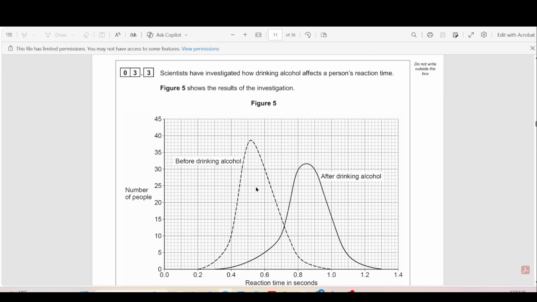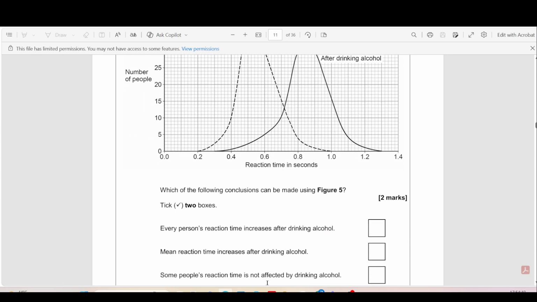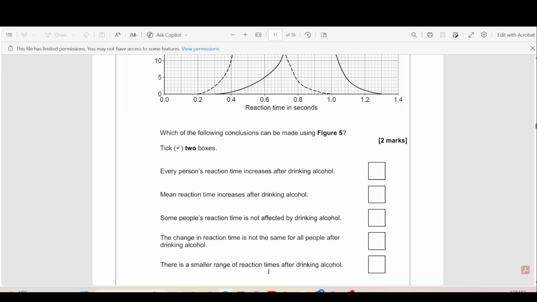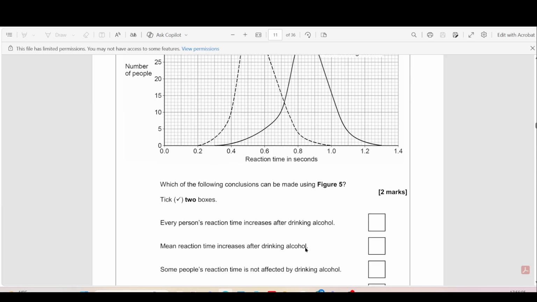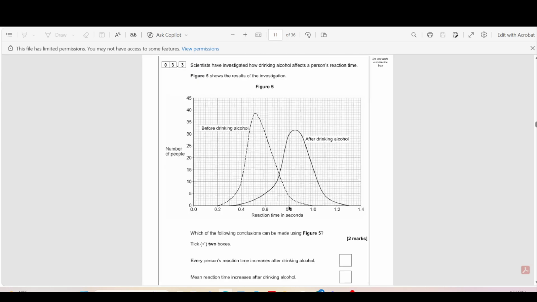You can see the mean reaction after drinking. Here it is around 0.5, and here it is around 0.9, right? Some people's reaction time is not affected by drinking alcohol, or the change in reaction time is not the same for all people? The change is not the same for all the people. That one is correct, because it is changing for everybody, but there is a range of values.